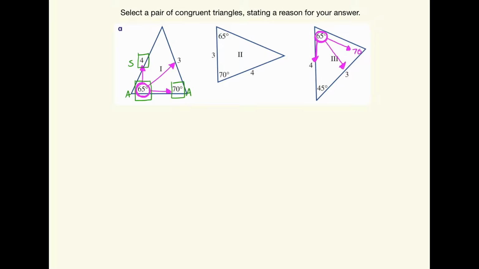So ASA is what we're going to use. I'll write it here, ASA. So we're going to write a congruence statement. This is addressing the second part of the question, so stating a reason for your answer. This is how we state a reason for our answer.